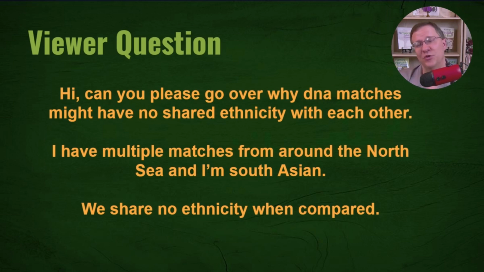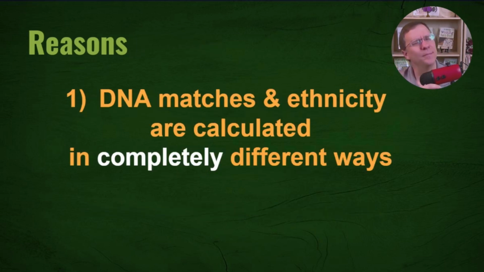So they wanted to know some reasons. And so I sat and I brainstormed and I looked at some different things. And I came up with three main reasons of why we share no ethnicity. First one: your DNA matches, in other words the segments that match, and the ethnicity are calculated in completely different ways. They are not the same thing when it comes to the analysis. They are not determined by the same method, other than the fact that the DNA results are used for both of them. That's about where the similarity ends.